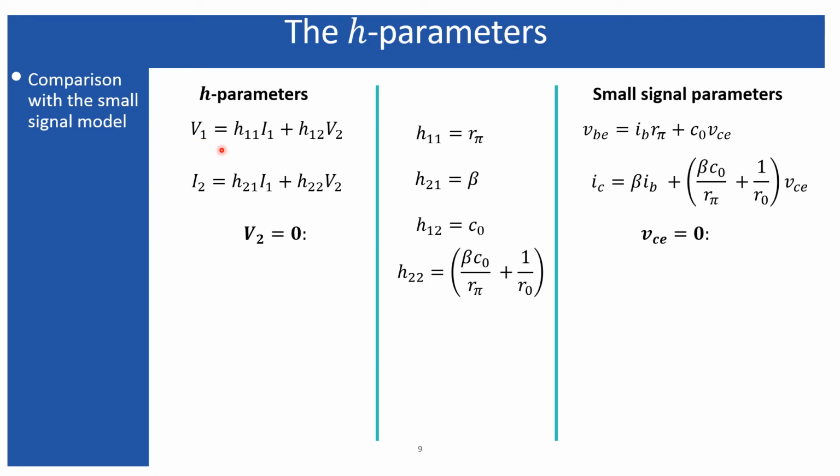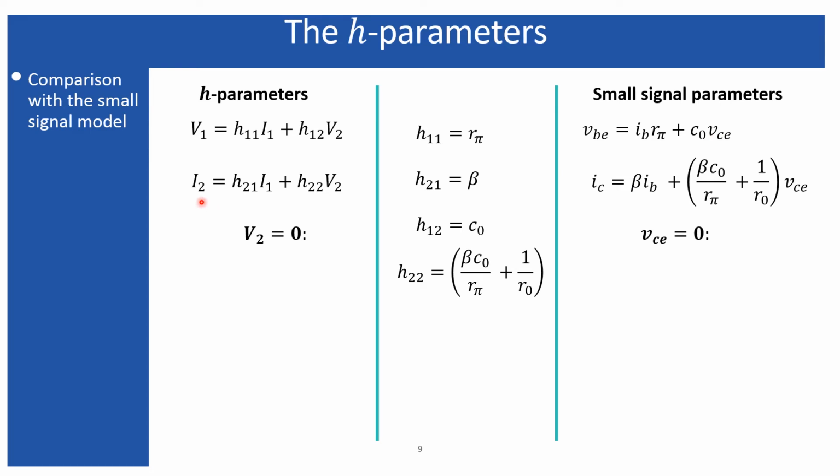And this V1 is equal to H11 I1 plus H12 V2. This VB for our small signal model, which is the input voltage, is equal to R pi times IB plus C naught times VCE. So basically, the input voltage for the H parameters is represented as the weighted sum of the input current and output voltage, and similarly the input voltage for the small signal model is also represented as the weighted sum of the input current and the output voltage.